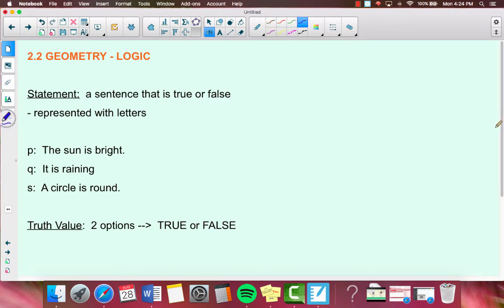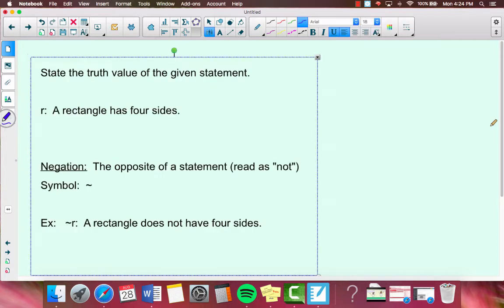Okay, and truth value, you have 2 options, true or false. So if I ask you for the truth value of a statement, all I'm asking is, is it true or false? And you just have to write T or F. And sometimes you'll have to justify it. It just depends on what they're asking. Okay, so here's an example.